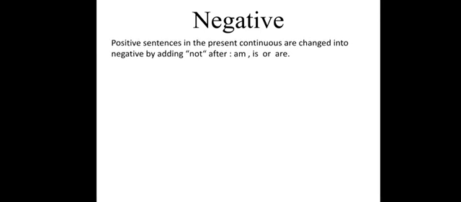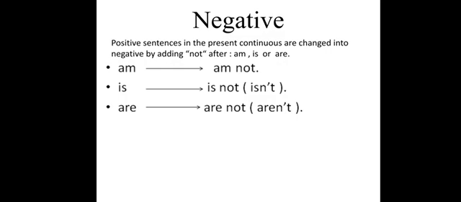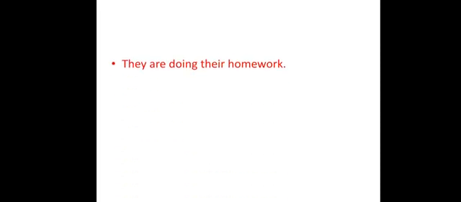The negative form. How to form the negative sentence in the present continuous tense. The positive sentences in the present continuous tense are changed into negative by adding not after am, is, or are. So am will be am not, is not, and it can be contracted to isn't, are not, or aren't.